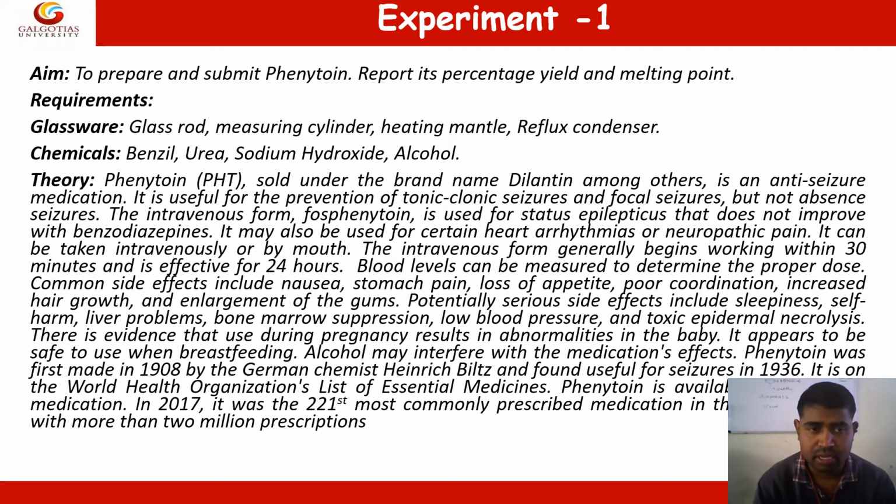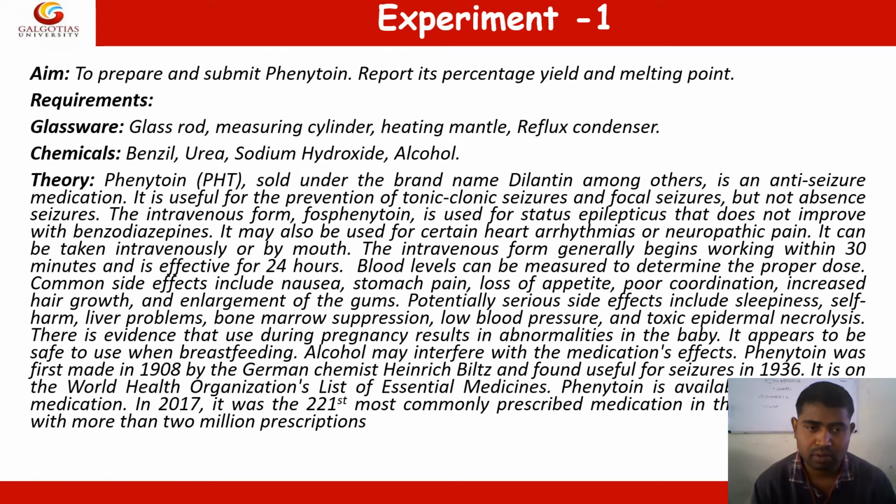And what are the glassware or chemicals required to do this experiment? In glassware, you require glass rods, measuring cylinder, conical flask, heating mantle, reflux condenser, water bath. These are the various things that you require to do this experiment. In a similar way, chemicals like benzil, urea, sodium hydroxide, alcohol, these are the various chemicals that you require to do this experiment. Now let's talk about the theory, or you can say the principle.